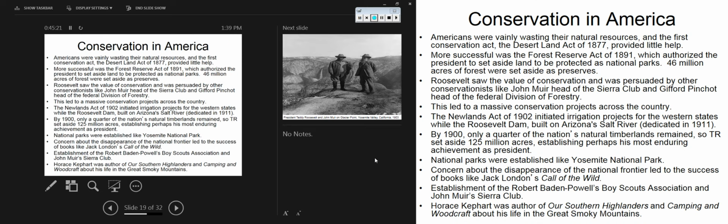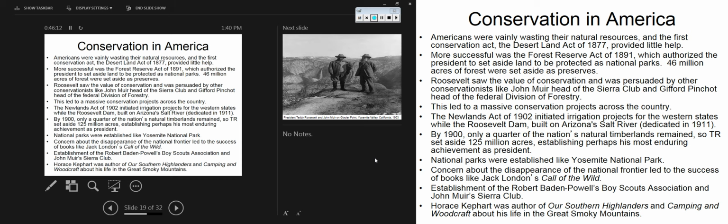Conservation was real big. We already talked about the start of the conservation: the Desert Land Act of 1877 with the establishment of Yellowstone National Park by Ulysses S. Grant. We also have the Forest Reserve Act of 1891 under Benjamin Harrison and the Billion Dollar Congress. Roosevelt's going to be persuaded by folks like leader of the Sierra Club, John Muir, and Gifford Pinchot, head of the Division of Forestry. And these massive conservation projects lead to the New Lands Act of 1902 that led to irrigation projects and dam systems like the Roosevelt Dam on the Arizona Salt River.